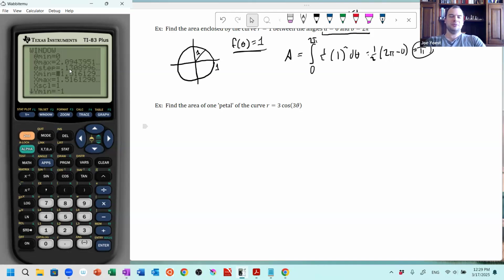And I'll keep my theta step at roughly 0.1. This is just what the calculator by default sets it to, but if yours is different, just change it to 0.1 or so. And then I think my outputs from 3 times cosine of something are going to be between 3 and -3. So let me set x min to -3, x max to 3, and the same for the y's. And now I'll graph.